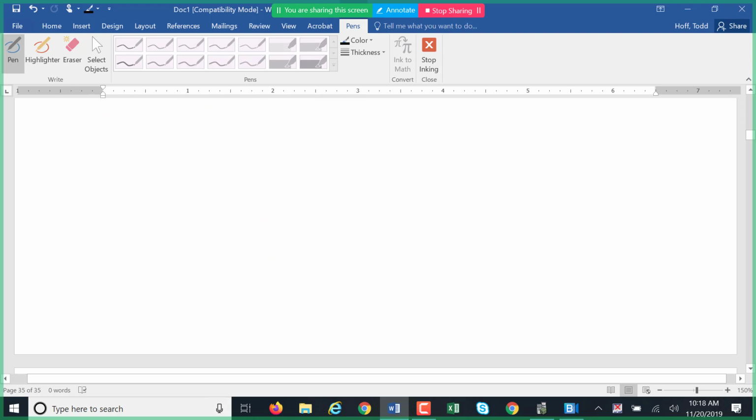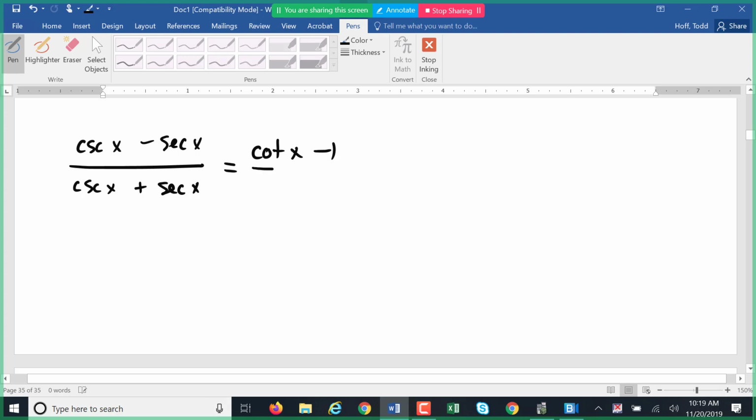So let's do a little bit more difficult one, I believe. Secant of x minus secant of x over cosecant of x plus secant of x equals cotangent x minus 1 over cotangent x plus 1.